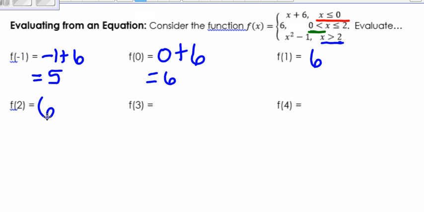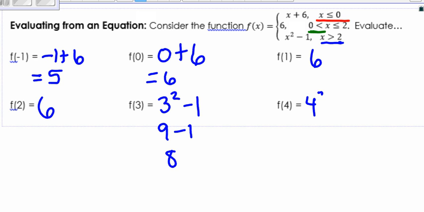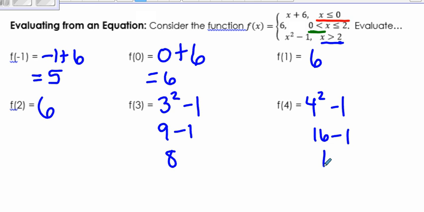Remember, if the value is just a number, it's a horizontal line at that number. So we've got 3, which falls into x greater than 2. So we're going to do 3 squared minus 1. So that's 9 minus 1, or 8. And then for 4, again, still greater than 2, so 4 squared minus 1 is 16 minus 1, or 15 as our final answer. So that's evaluating based off of the function.